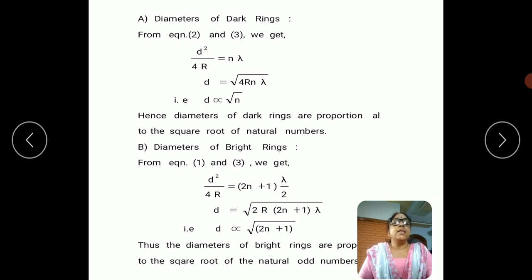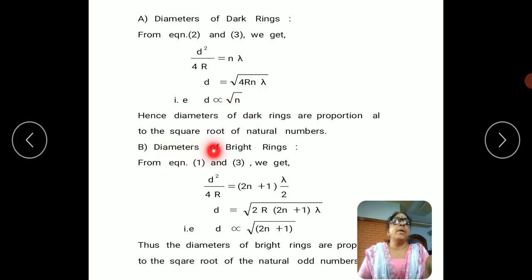Let us find the diameter of a dark ring and the diameter of a bright ring. From equations 2 and 3, as 2t is equal to n lambda for a dark ring, we get D square by 4R is equal to n lambda. Therefore the diameter of the dark ring D is equal to square root of 4R n lambda, which means that it is directly proportional to the square root of natural numbers.